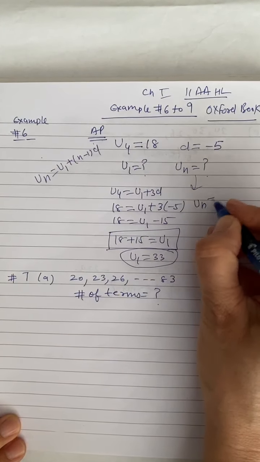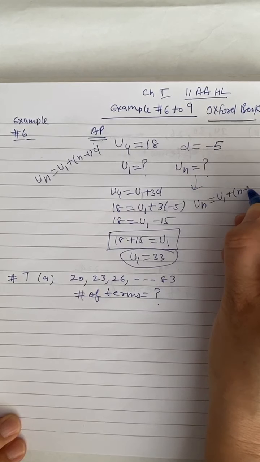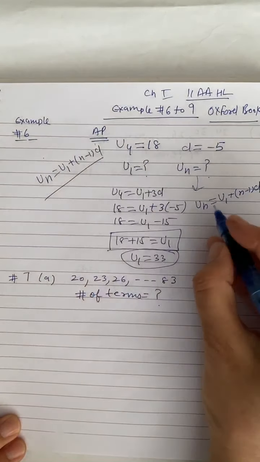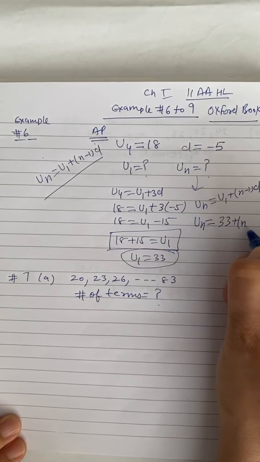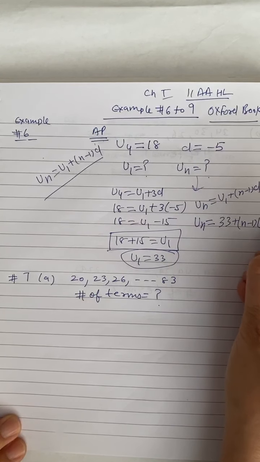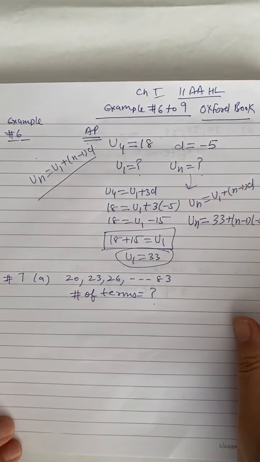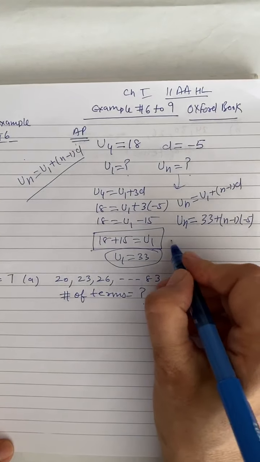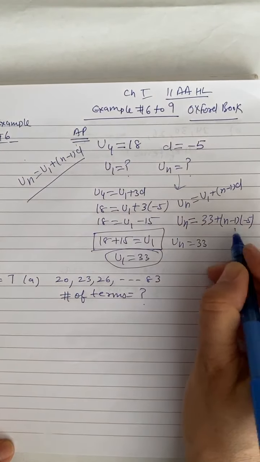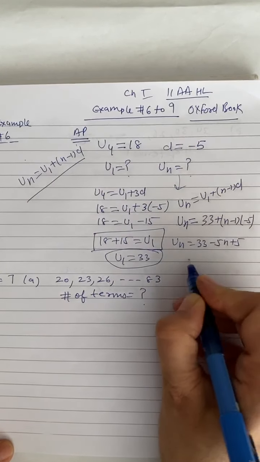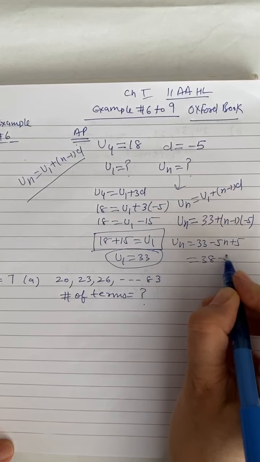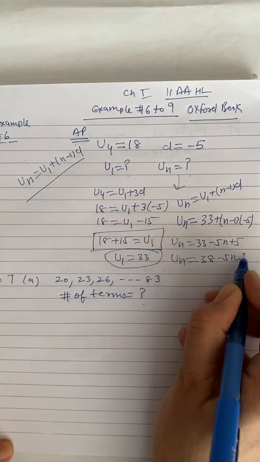So UN is equal to U1 plus (N minus 1) into D, as we already know. Now we need to substitute U1 is 33, N minus 1 into (-5). You always use brackets for negative numbers, always use brackets there. So UN is equal to 33 minus 5N plus 5. We need to simplify it, we can't leave our answer here. So this is equal to 38 minus 5N. So this is your UN.